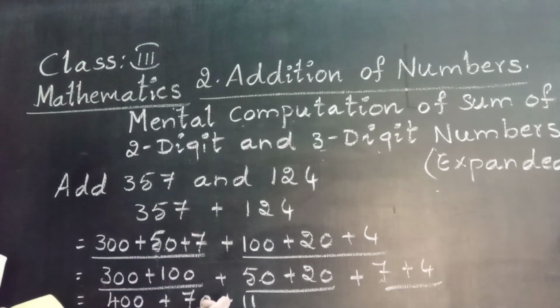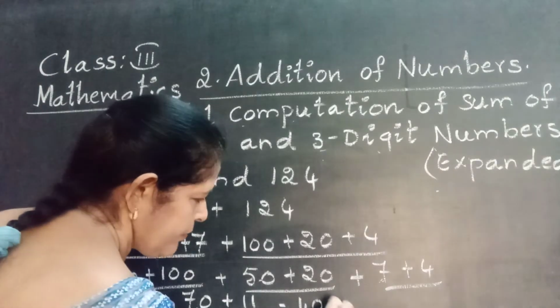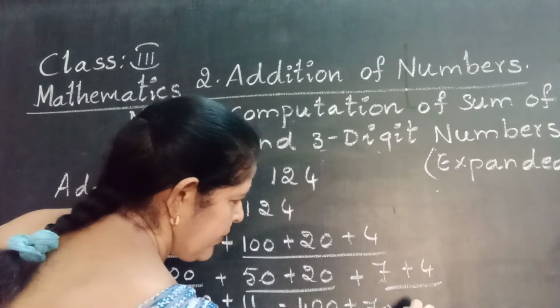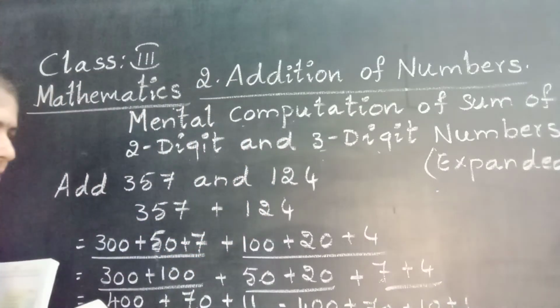See, 400 plus 50 plus 20, 70 plus 7 plus 4, 11. Okay? 400 plus 70. Again here we get a 2-digit number. Now I am going to expand that number and continue. 11 means 10 plus 1. We are adding 10 again.